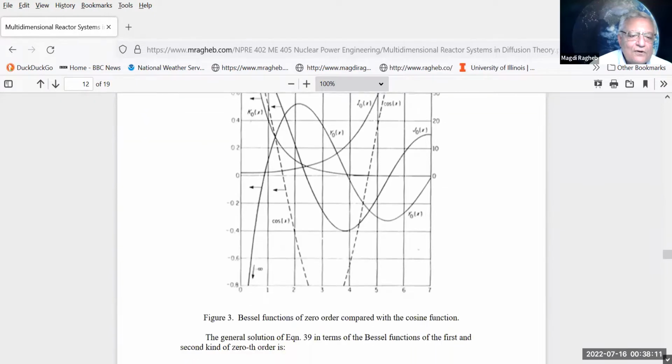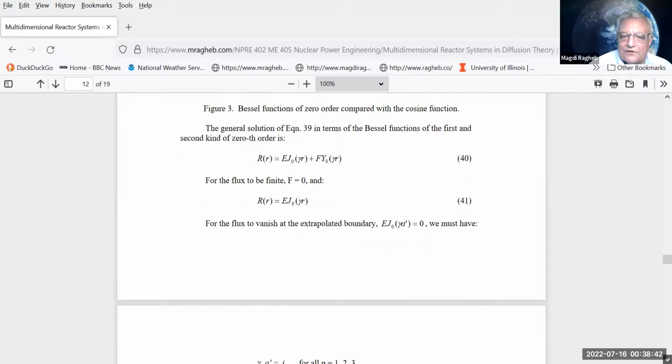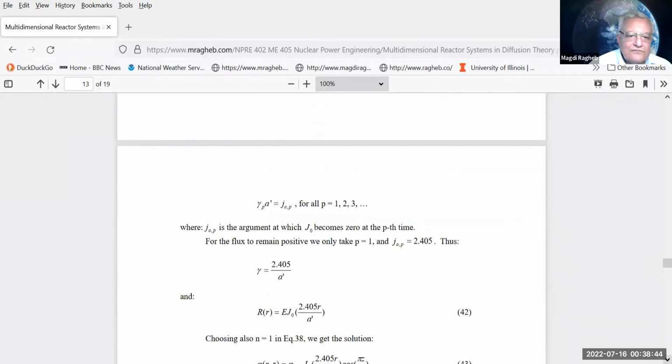So in essence, our solution, the part of the solution in the radial dimension, is a constant multiplied by the Bessel function of the first and the second kind. We drop immediately the one for the second kind. We say that F is equal to 0 because it doesn't make any physical sense. And the function R of r is now a constant multiplied into the Bessel function of the zeroth order of the first kind.